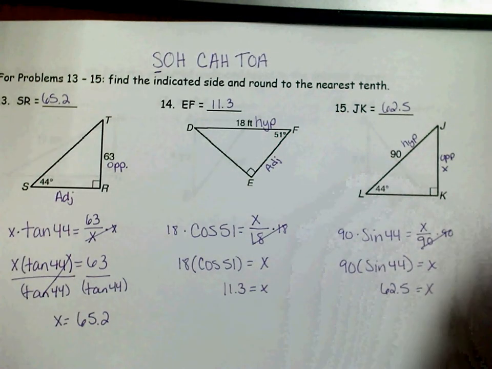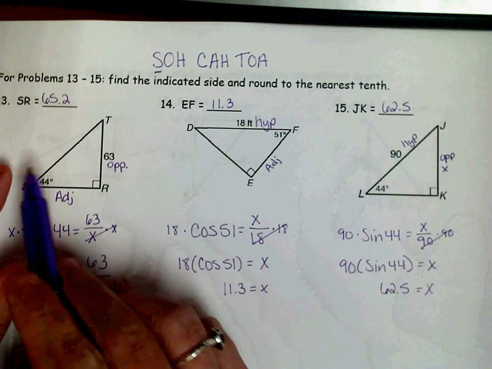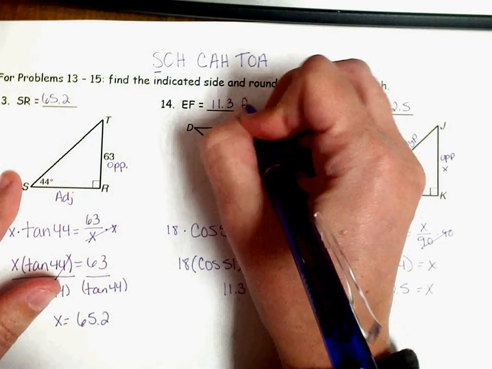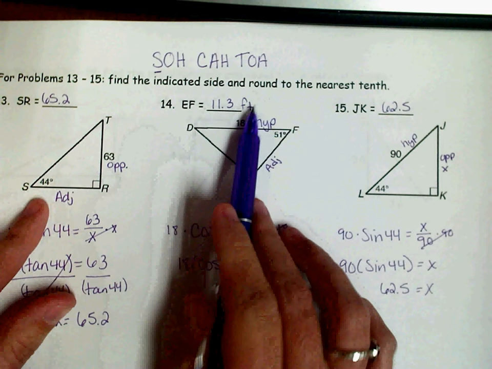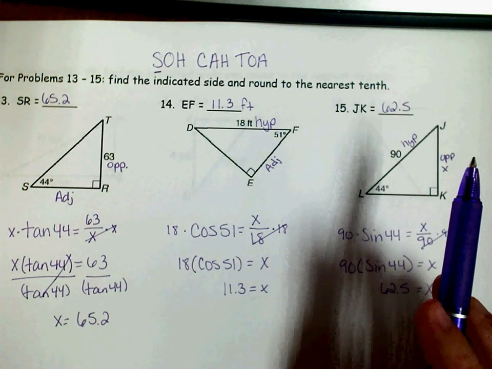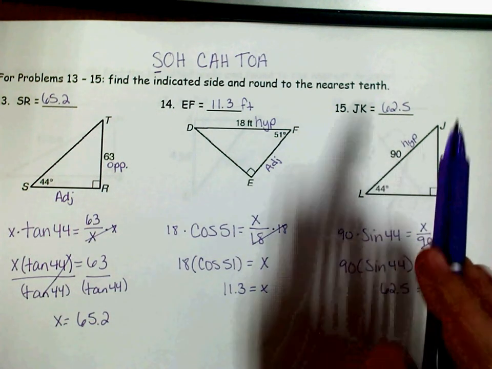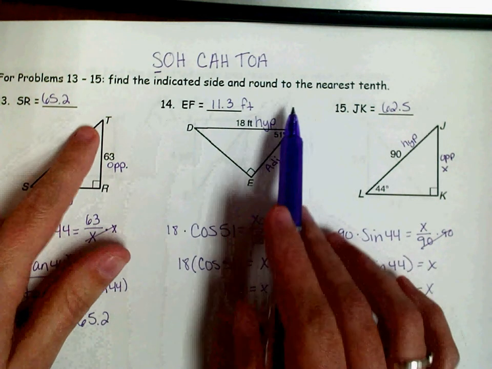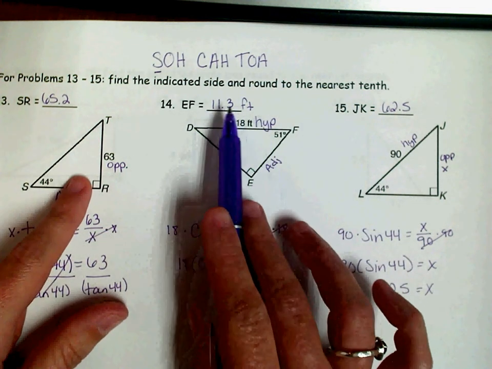As far as units go, the only one that had units was 14, so we need to make sure we put feet on our answer. I can't remember if the test has units or not. If it does, I think I went ahead and put those units in there for you, but just double check, make sure that if there are units in your problem, your answer has units.